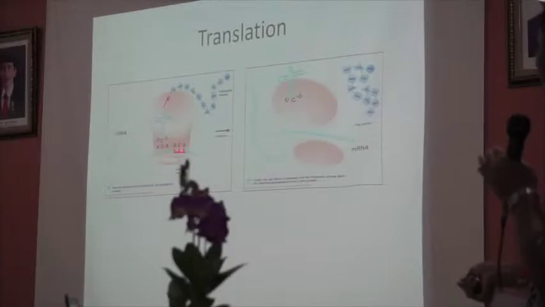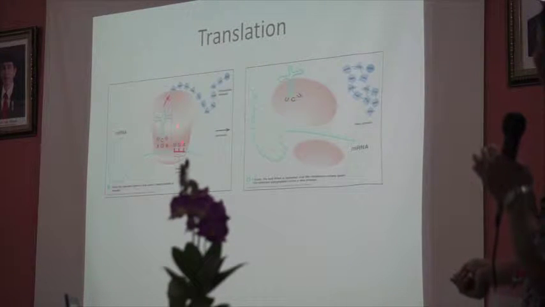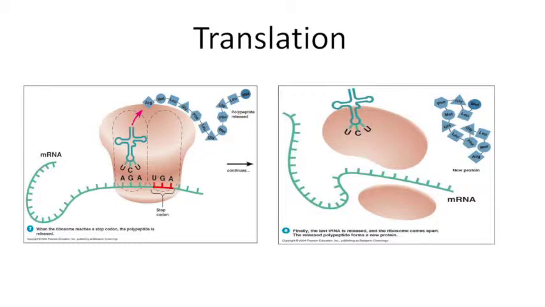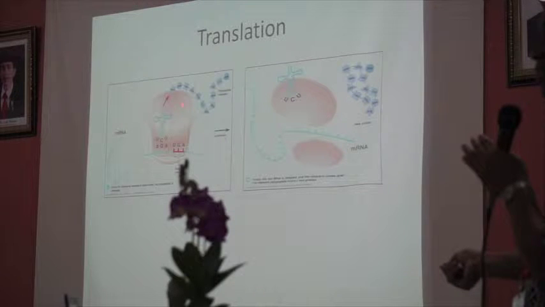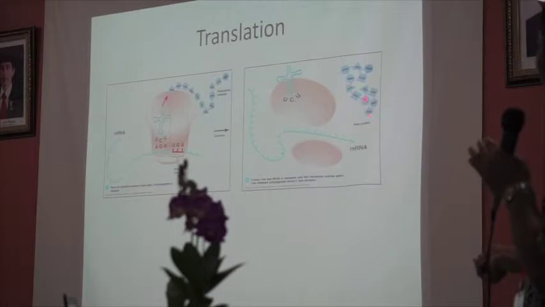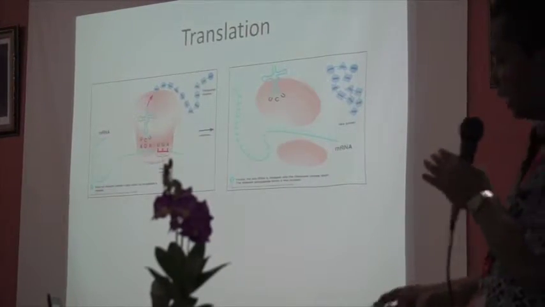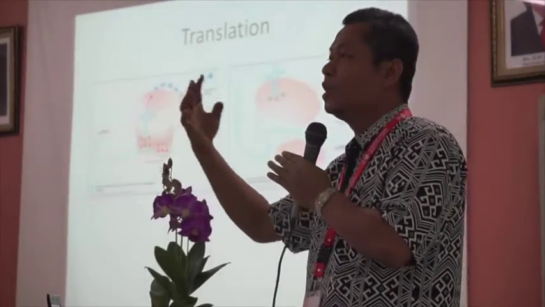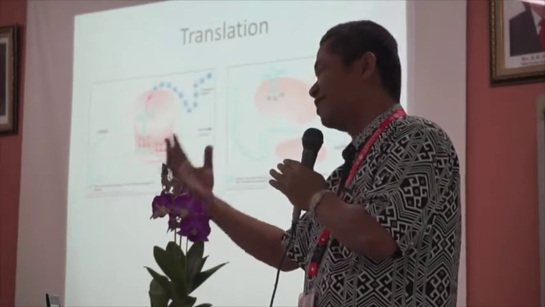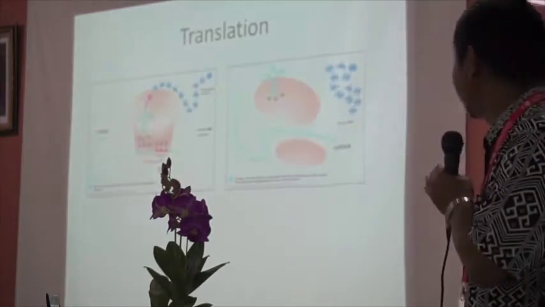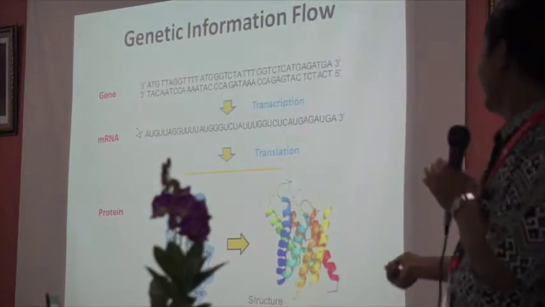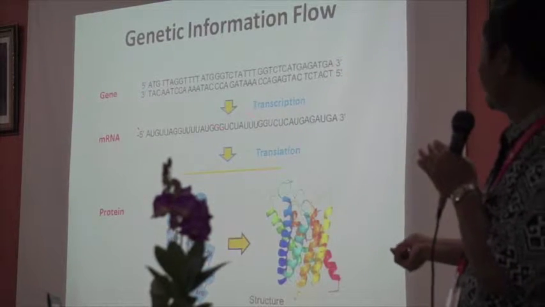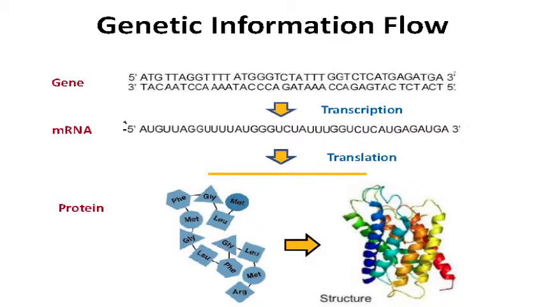The polypeptide is synthesized. The ribosome meets the stop codon. It means there is no more translation. Then there will be an amino acid chain here. We call it a protein. That is the process of how genetic information from the DNA becomes protein. Again, transcription and translation.